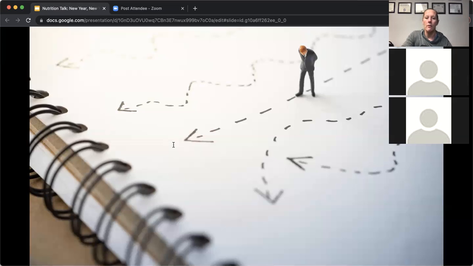So take a moment, if you have your workbook, to complete the self-assessment as a first step for setting your New Year's goals. If you don't have the workbook, you can take a moment just to think about what your big picture goals are.